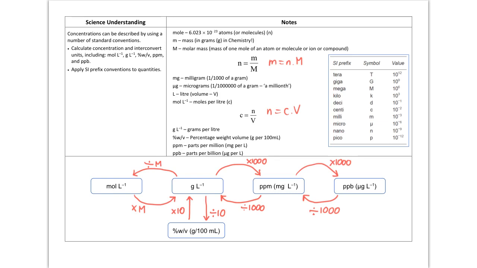Now, if we need to go 2 steps, I would just do it 1 step at a time. So if we wanted to go from moles per litre to parts per million, I would times by the molar mass, and then I would times it by 1,000. If we wanted to go from percentage weight volume to moles per litre, I would times it by 10 and then divide it by the molar mass. So just do it step by step.